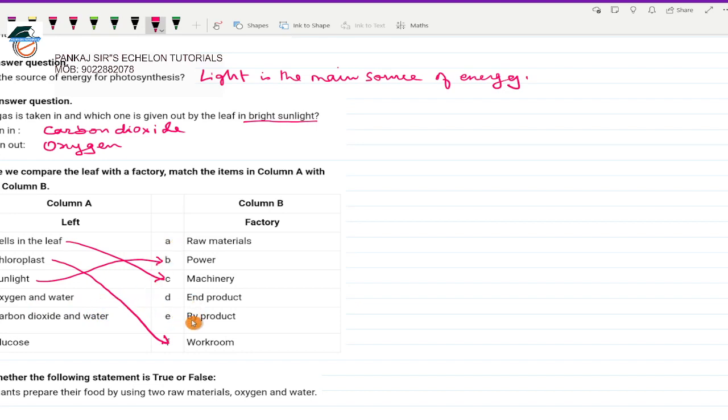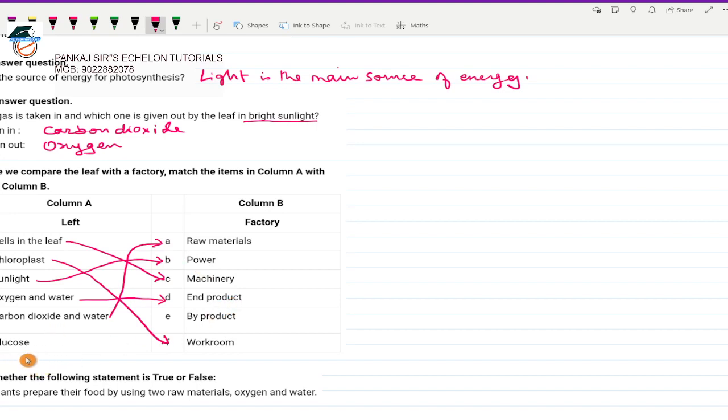And what is the difference between end product and byproduct? Byproduct is something which is not needed by the body, okay, by the plant, and end product is all the products that you get in a chemical reaction. So the end product of the chemical reaction of photosynthesis is nothing but oxygen and water. So oxygen and water can be compared to end product. Okay. Carbon dioxide and water, these are of course the raw materials needed for photosynthesis. So I'll take this to A, right?